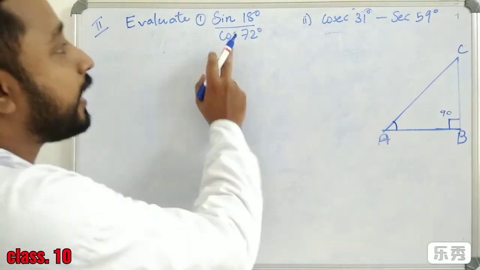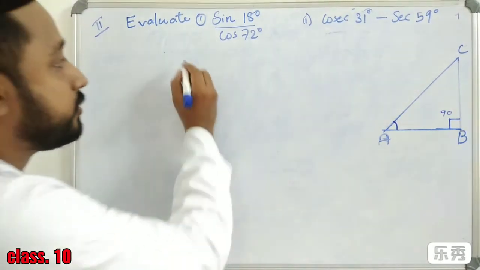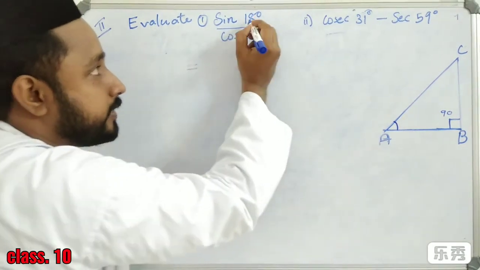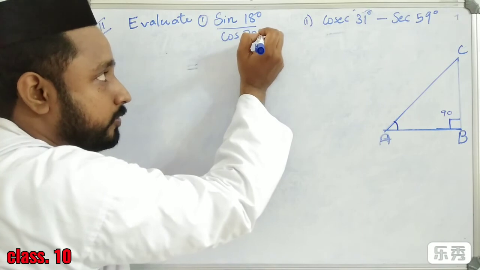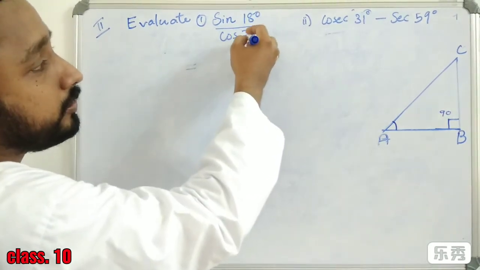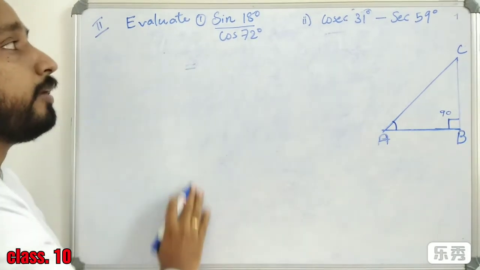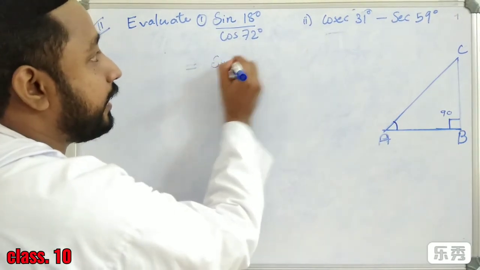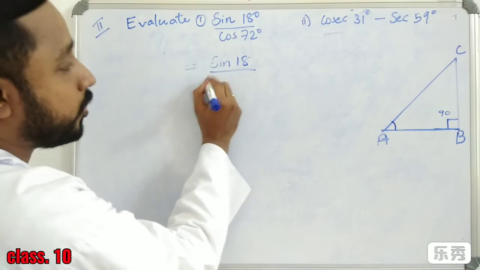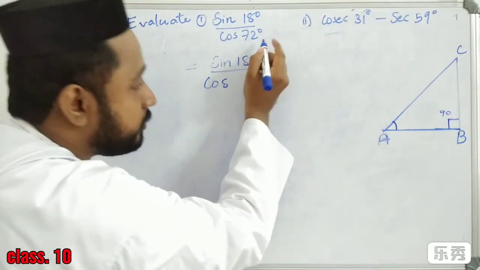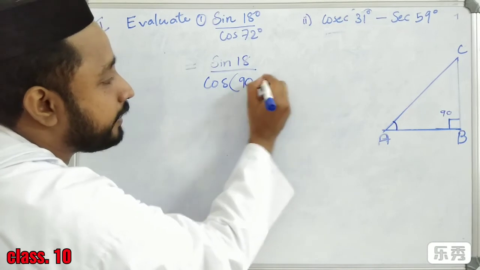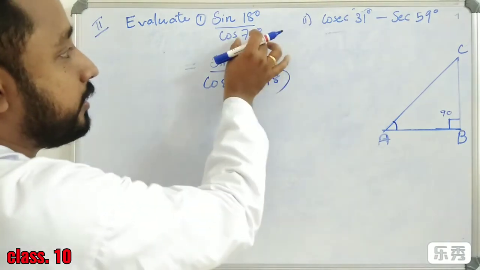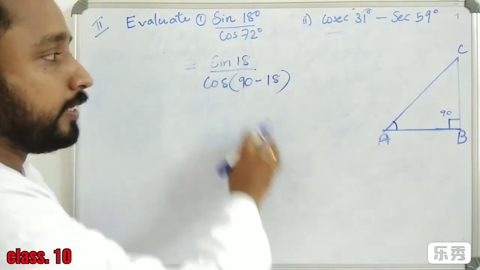So to find sine 18 degree by cos 72 degree, the first step is to change this 18 degree in the form of 72. Otherwise, we can change this 72 in terms of 18. Either one we can use. Here I am going to change 72. So I wrote sine 18, in the same way cos. Instead of the 72, I am going to write 90 minus 18. Only one change. 90 minus 18 is 72.